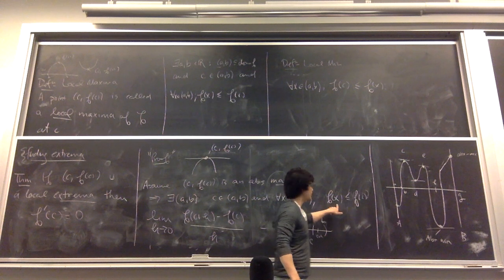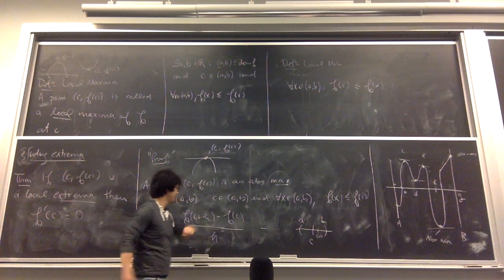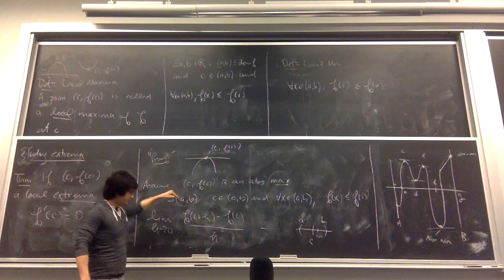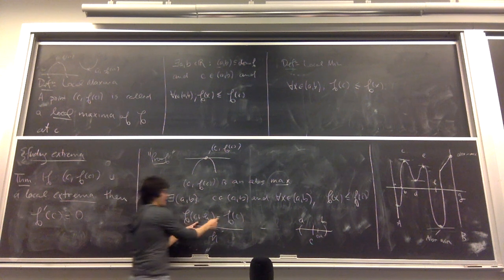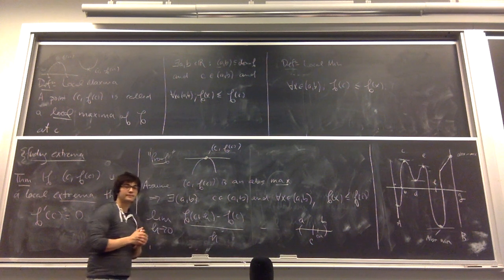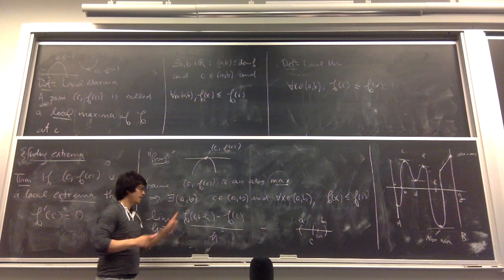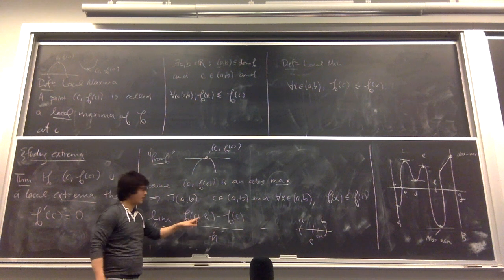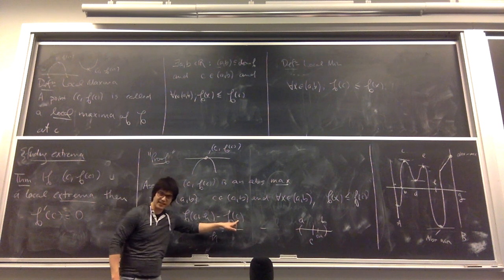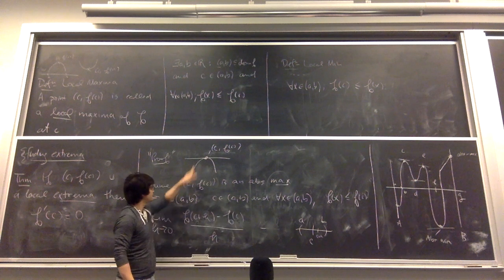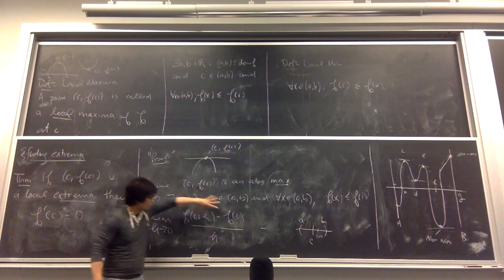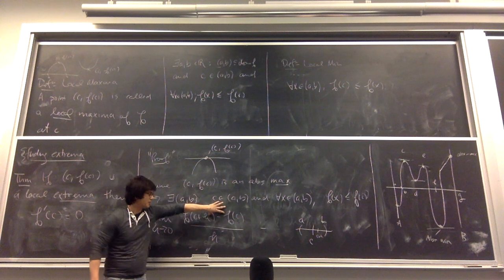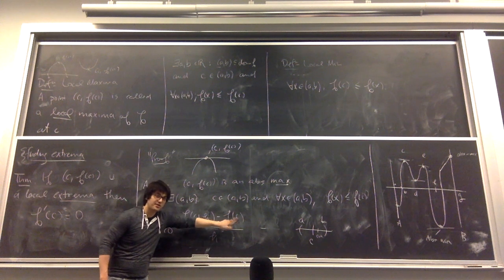f of c is the largest thing over this interval, which means that, what's the sign of f of c plus h minus f of c? Positive? Think again, right? This was the biggest thing in the interval. This is a maximum. So it'd be negative. This is always negative, because f of c is the biggest thing in the interval.